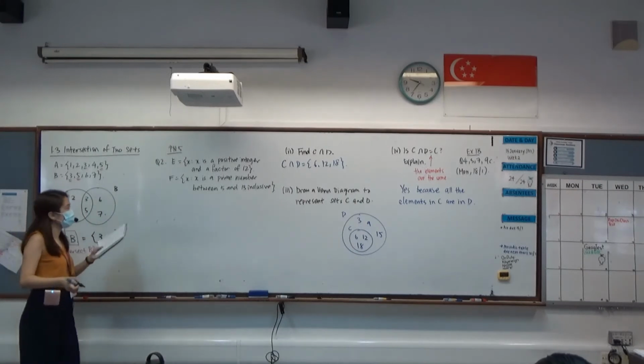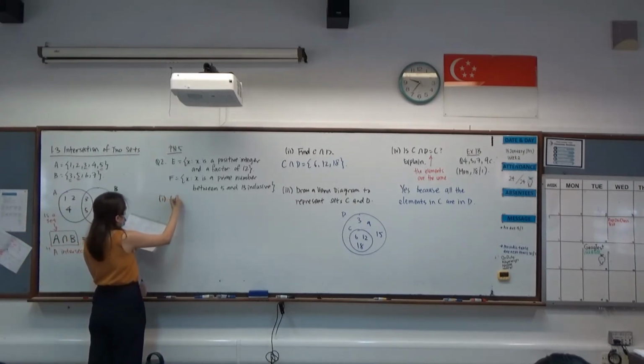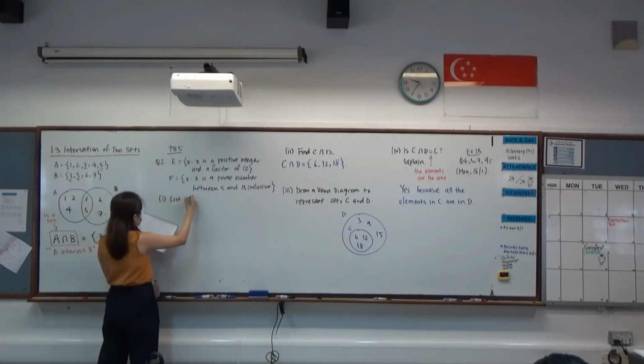Now practice 5, question 2. I'd like you to list out all the elements in E and F in set notation.